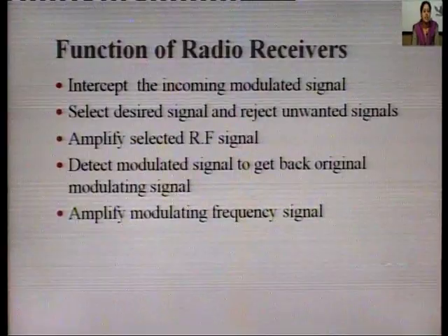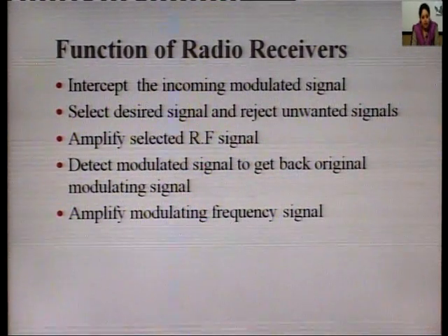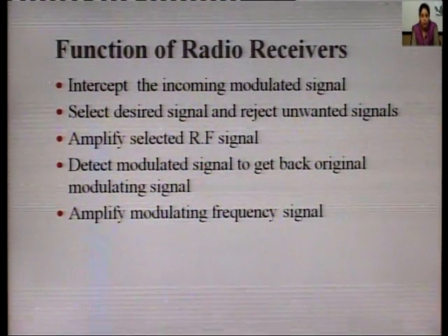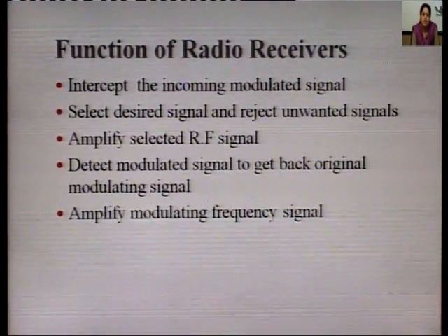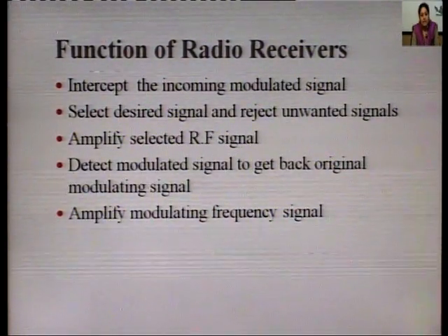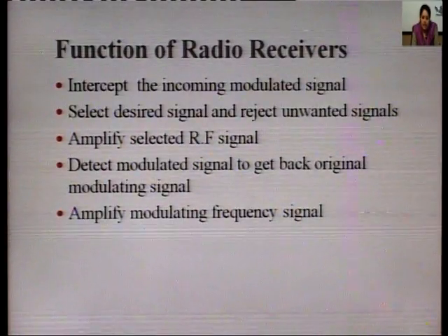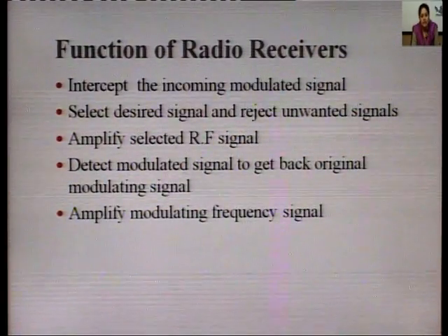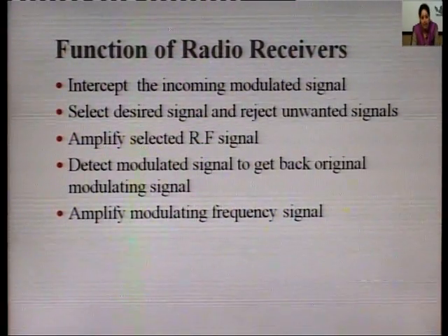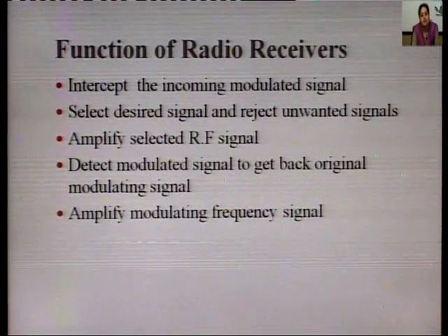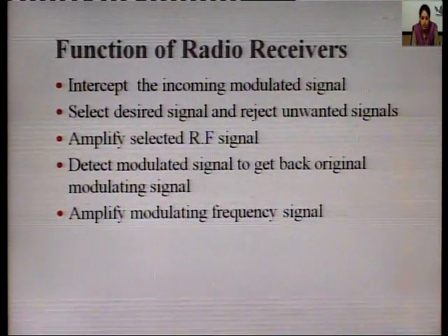So, what is the basic function of your radio receiver? First, it intercepts the incoming modulated signal, that is, it detects the signal that has to be received at the receiving end. After it has been detected, it selects the desired signal and rejects unwanted signals. That is, the signal that you want is selected and other unwanted signals are rejected by your receiver.